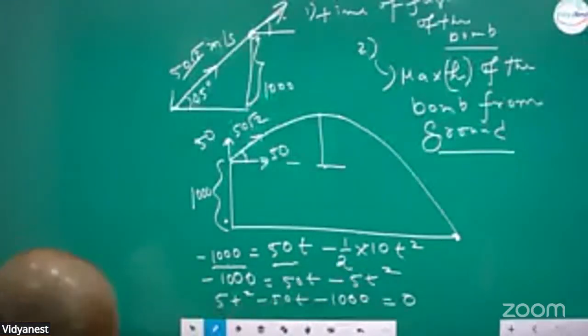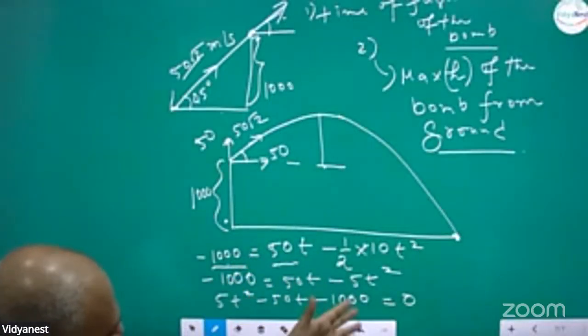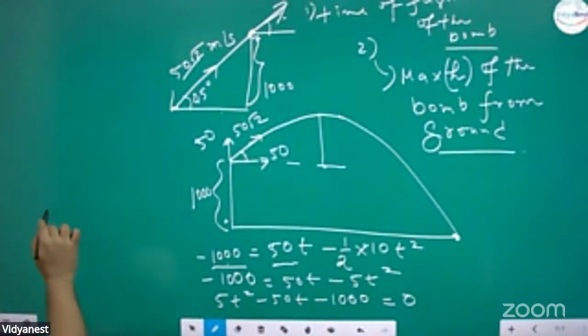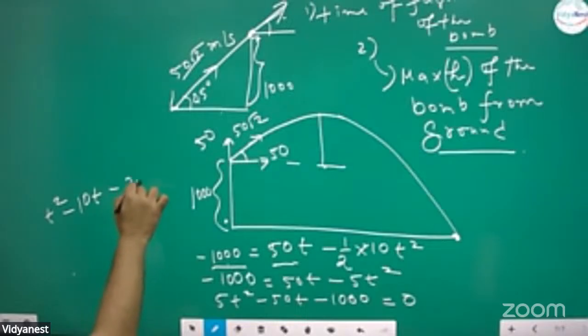Okay, so now we have expressed the whole thing in quadratic form. Now 5 is common, so 5 can be cancelled. If I eliminate 5, what is the result going to be? t square minus 10t minus, if I divide 1000 by 5, 200. Right? Yes. Now solve it.